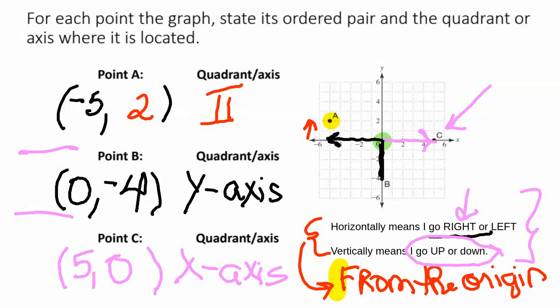Some people find this very helpful about thinking about how an ordered pair is created. Horizontally, I always go first. Then I go vertically. Now, what I've done is I have given you an example of making a line graph. So these next couple of slides, you are going to see what we do and what you are going to need to know when you do your project.